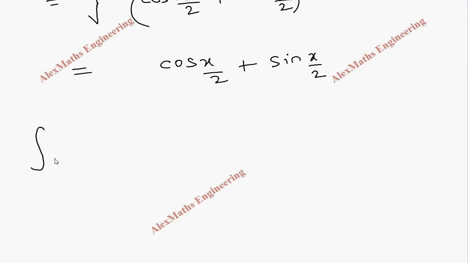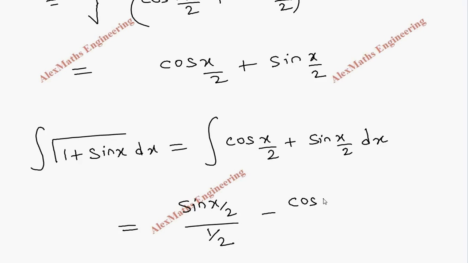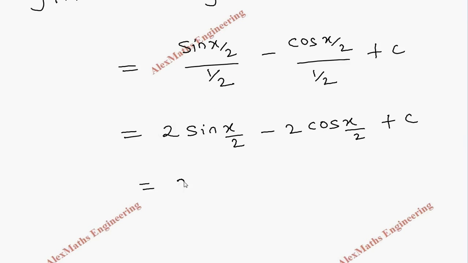Now we are going to integrate. So integration of root 1 plus sin x dx is nothing but integral cos x by 2 plus sin x by 2 dx, and this integration is sin x by 2 by 1 by 2 minus cos x by 2 by 1 by 2 plus c. So further this can be written as 2 into sin x by 2 minus 2 into cos x by 2 plus c. If we want, we can take 2 also common. So 2 into sin x by 2 minus cos x by 2 plus c.